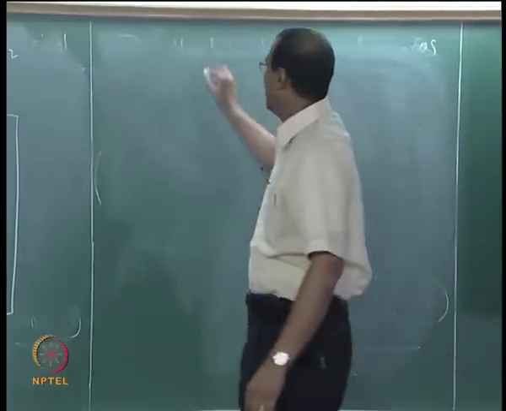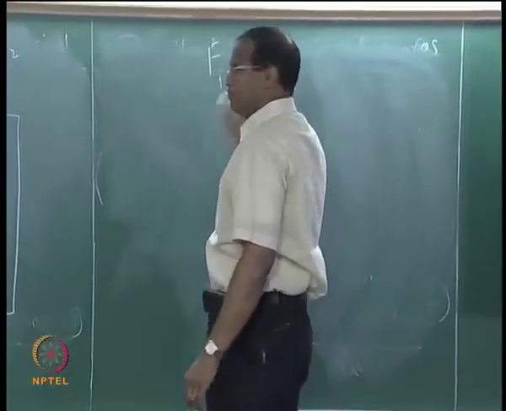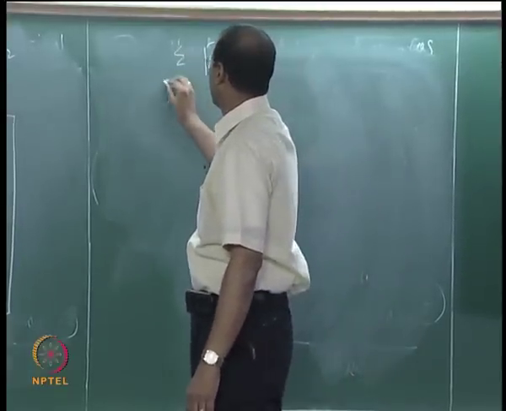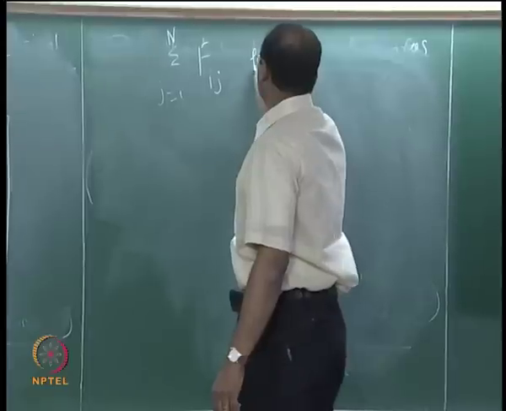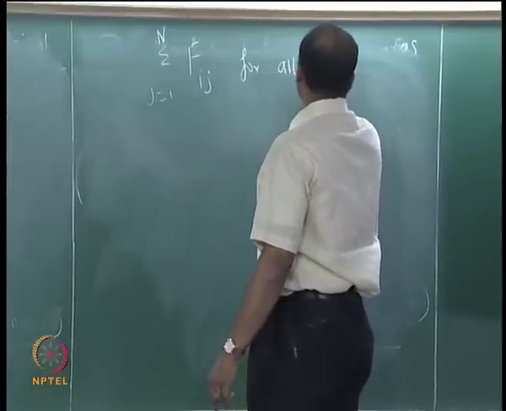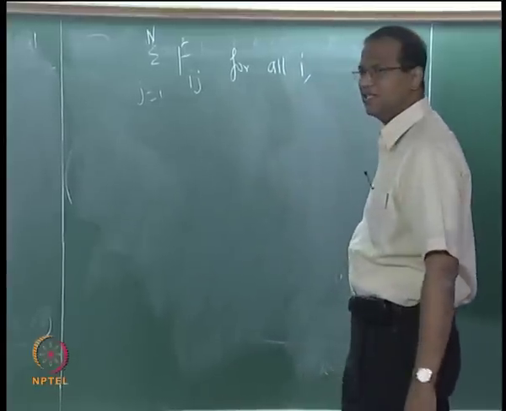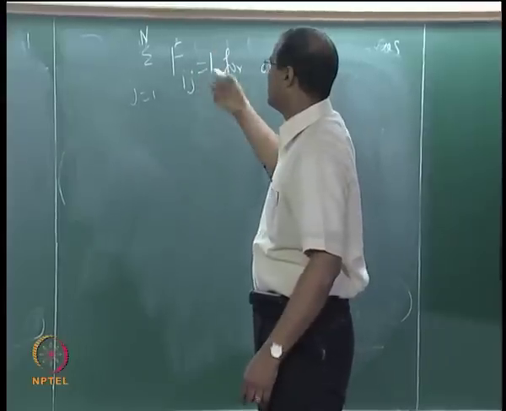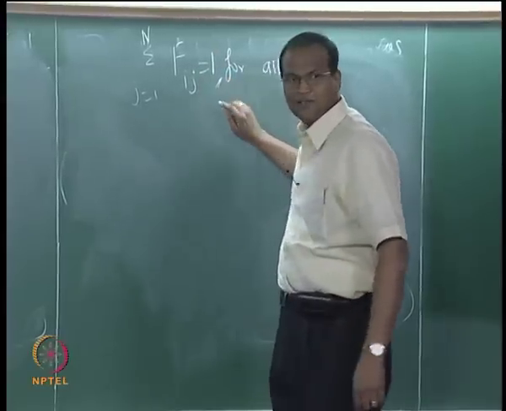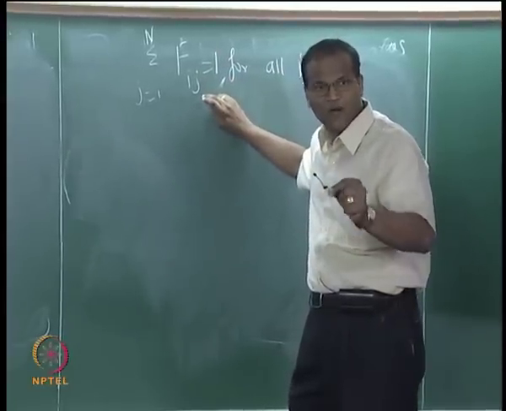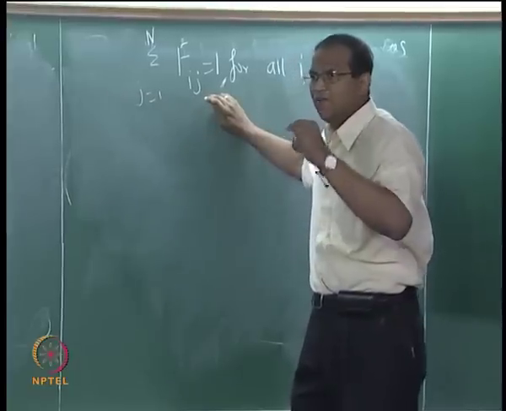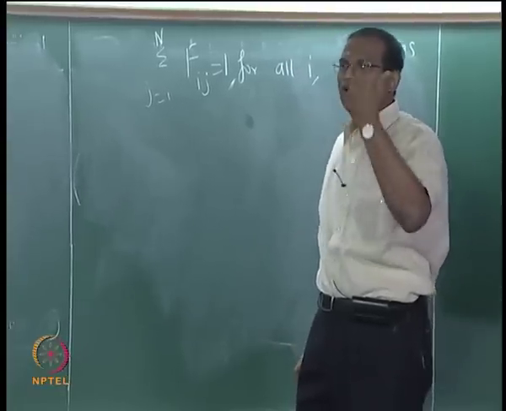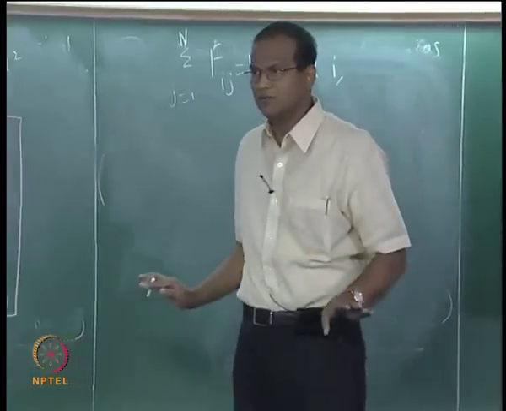Fine. Now please look at the board and tell me, what is this? Very good. It has to be one, because of this energy balance. From a surface one, if there is a 5 surface enclosure, F11 plus F12 plus F13 plus F14 plus F15 must be 1. Where else will the energy go?